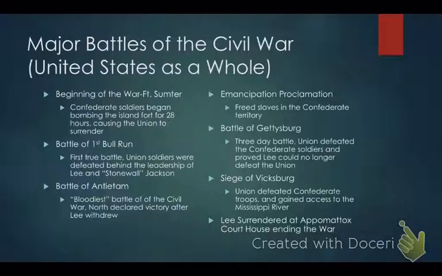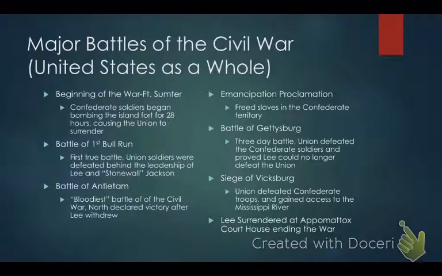And then we had the Battle of Gettysburg shortly after that, which is a 3-day battle that happened by accident. The Union defeated the Confederate soldiers after 3 days, and Lee lost so many troops he could no longer defeat the Union. And then the next one that we had was the Siege of Vicksburg, where General Grant first made a name for himself, and the Union defeated the Confederate troops and gained access to the Mississippi River.